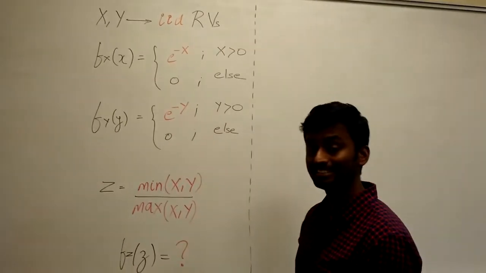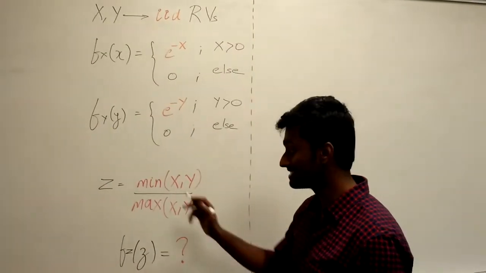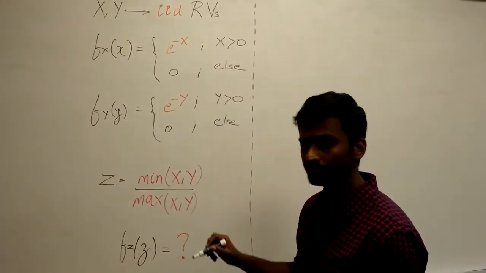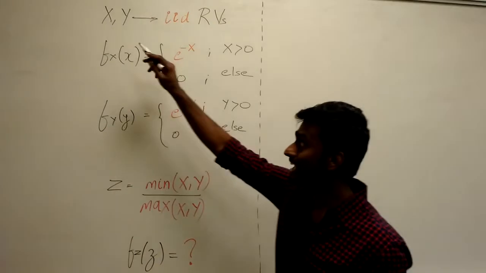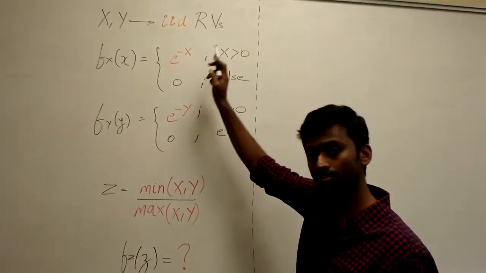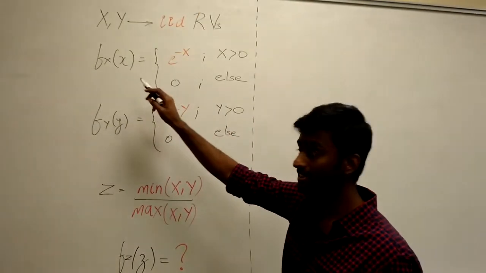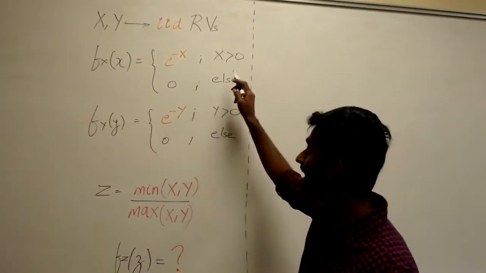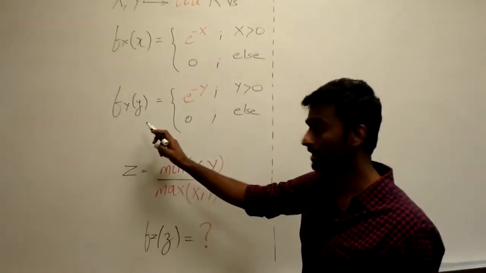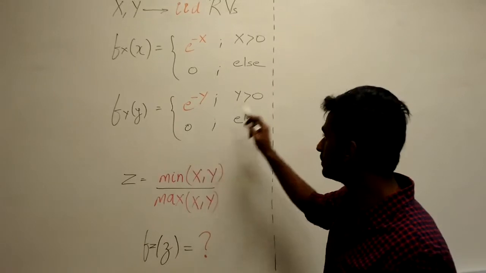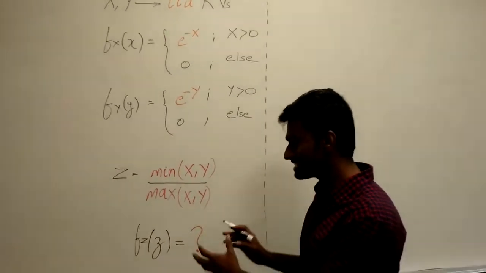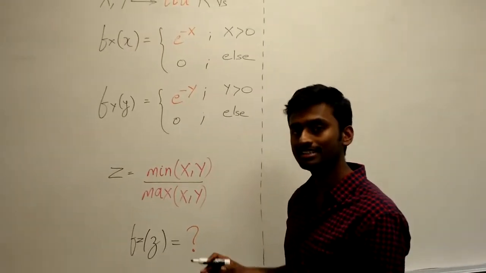I'll be teaching how to find the density function of Z, where Z is the minimum of X, Y divided by the maximum of X, Y. It is given to us that X and Y are independent, identically distributed random variables, where the density function of X is e raised to minus x when x is greater than 0, else it is 0, whereas the density function of Y is e raised to minus y when y is greater than 0, else it is 0.